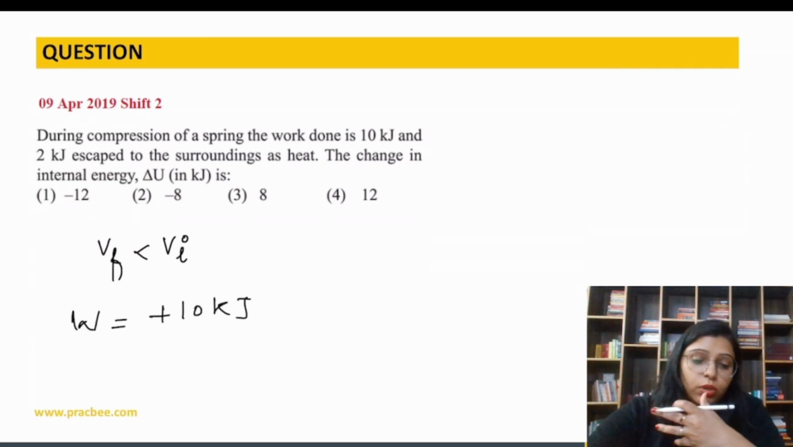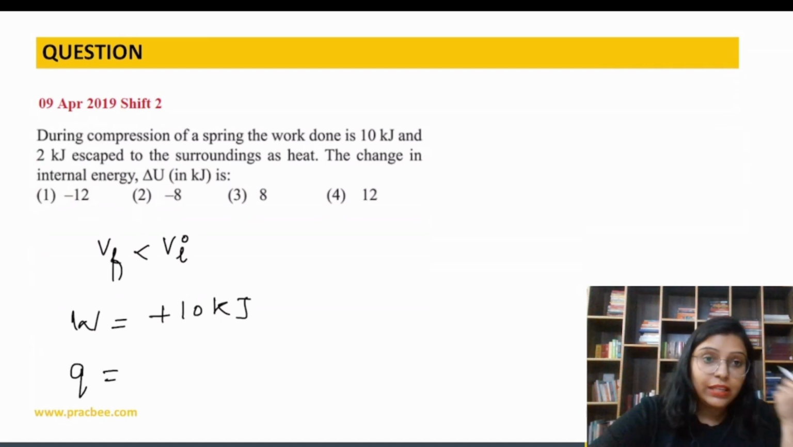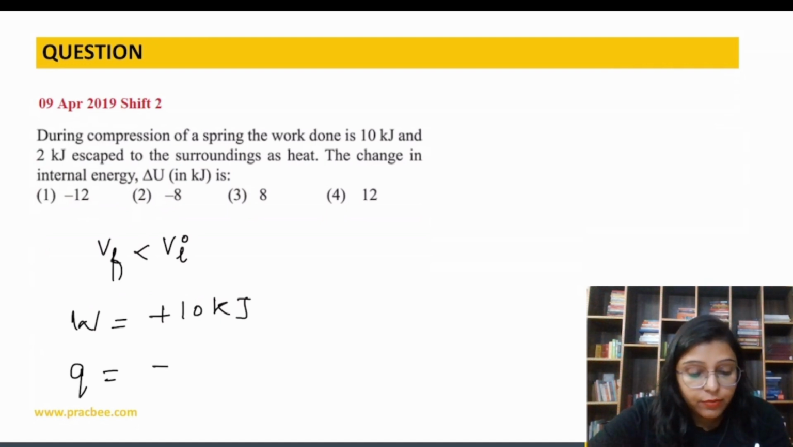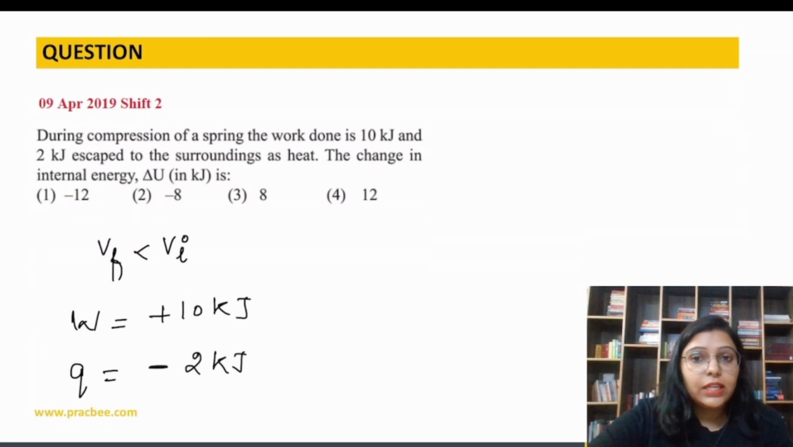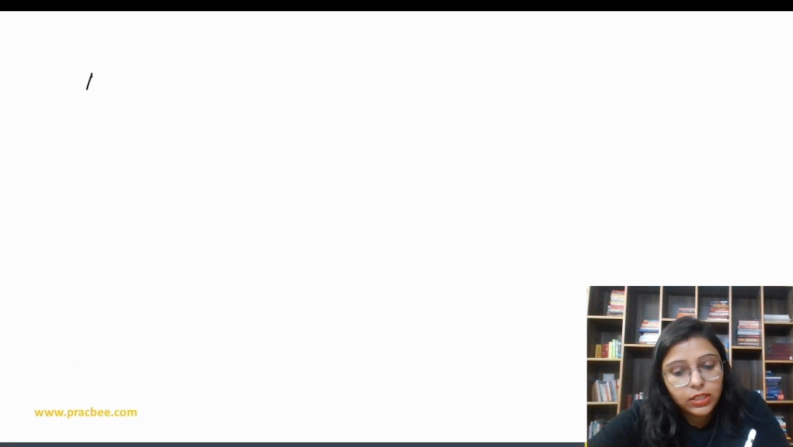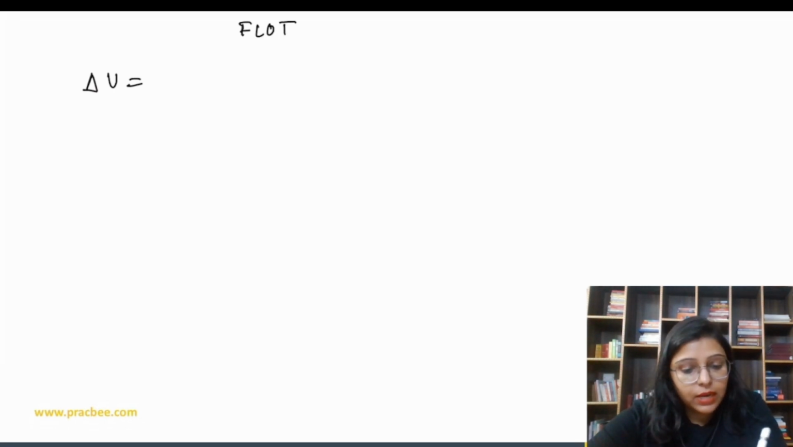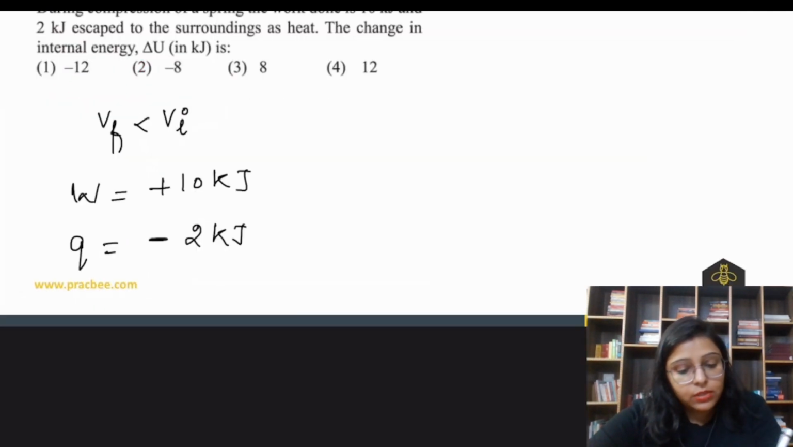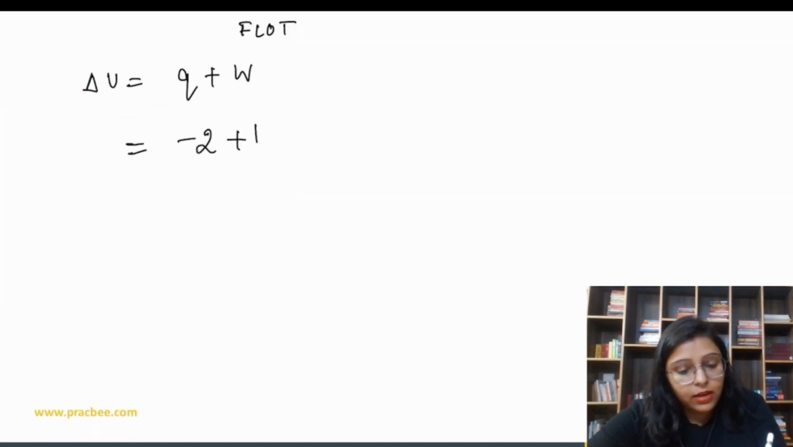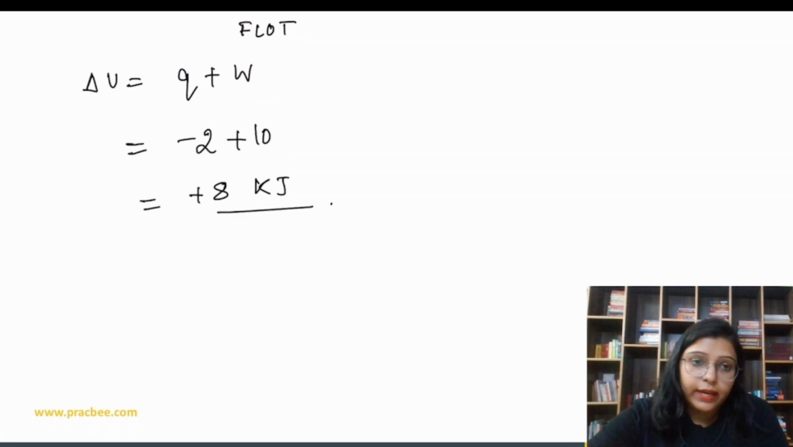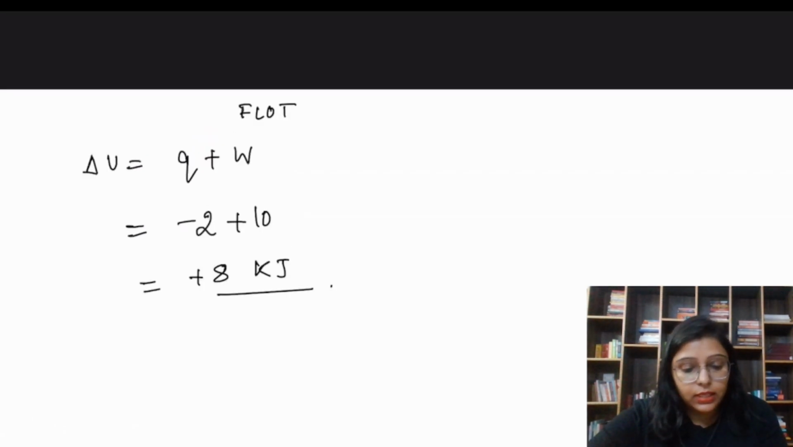And 2 kilojoule escaped to the surrounding as heat. That is, heat is released from the system, so we have to take it as negative, so minus 2 kilojoule. So the change in internal energy, using the first law of thermodynamics, is Q plus W. Q is minus 2, work is 10, so that is equal to 8 kilojoule. So the internal energy change is 8 kilojoule.